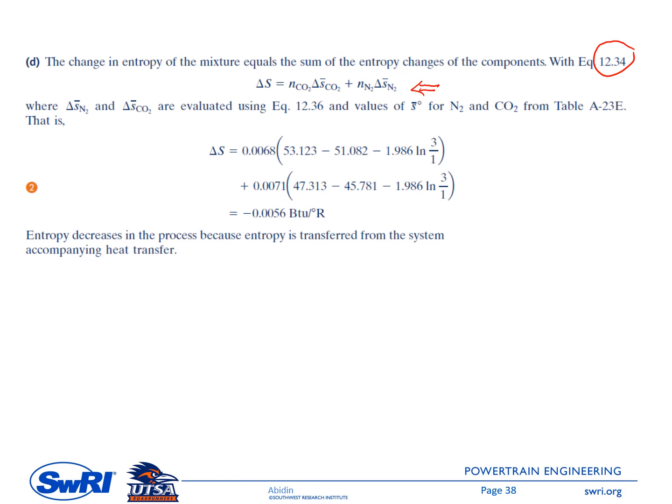And then delta S of N2 and delta S of CO2, on a molar basis, are evaluated using equation 12.36. And then s degree bar for N2 and CO2 can be obtained from table A-23 at state 1 and state 2. And then by plugging in the numbers, you will get this number. So delta S equals minus 0.0056 BTU per degree Rankine. So this is an entropy decrease, with the minus sign here, because entropy is transferred from the system accompanying the heat transfer.